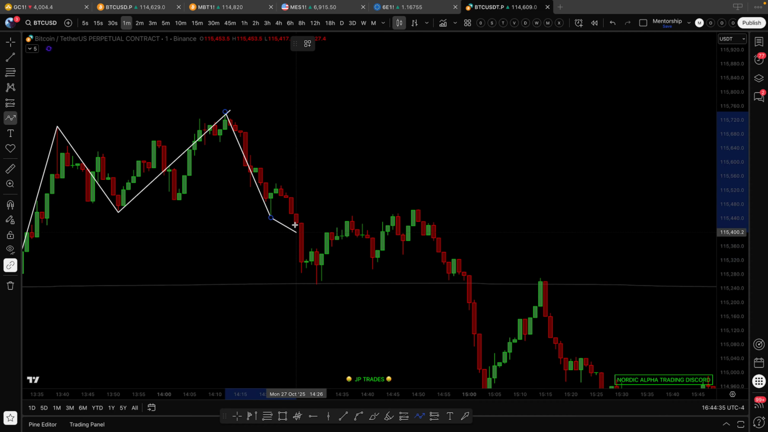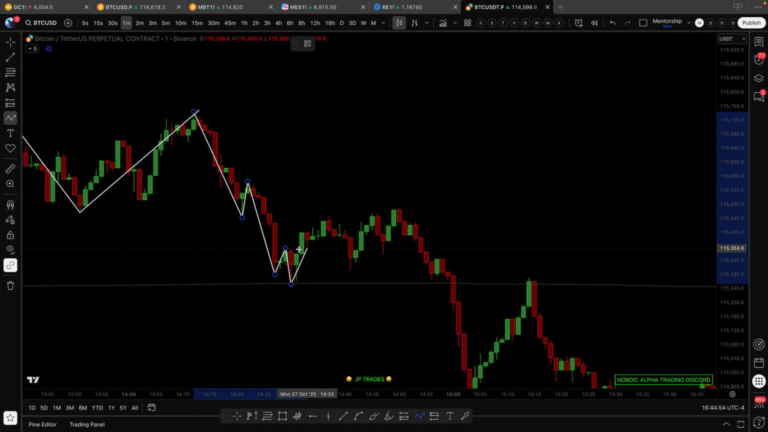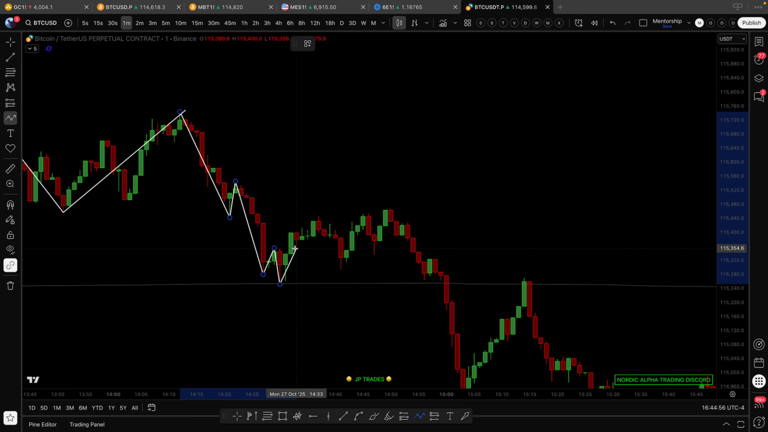Highest point between this low and this low is right here. So did we break this high or this low? We broke the low. Highest point between this low and this low is right here. Did we break this low or this high? We broke the high. So now we're having that bullish market structure shift again.